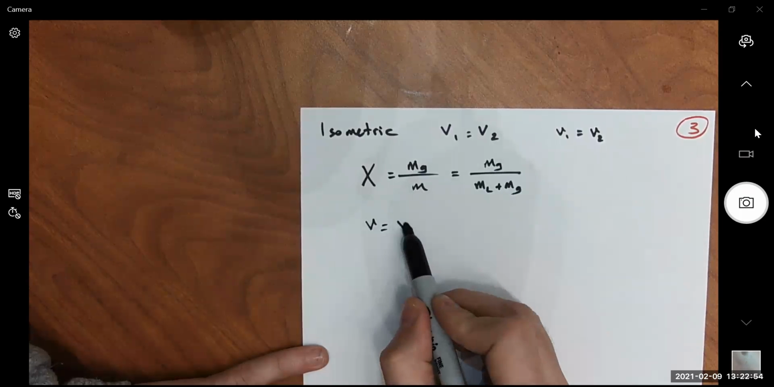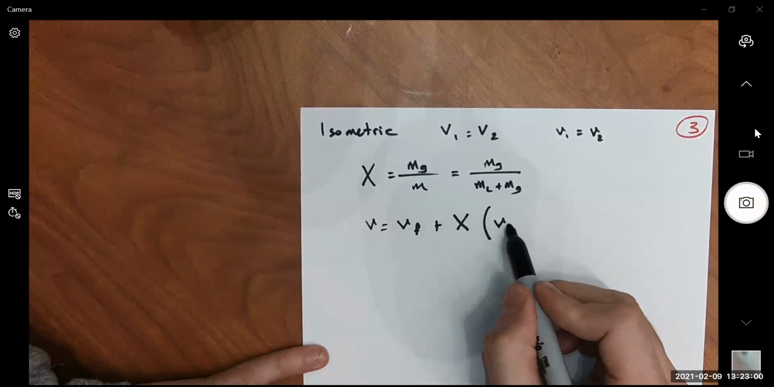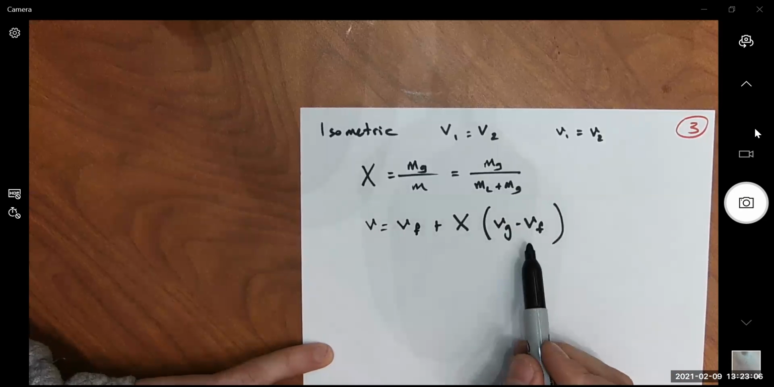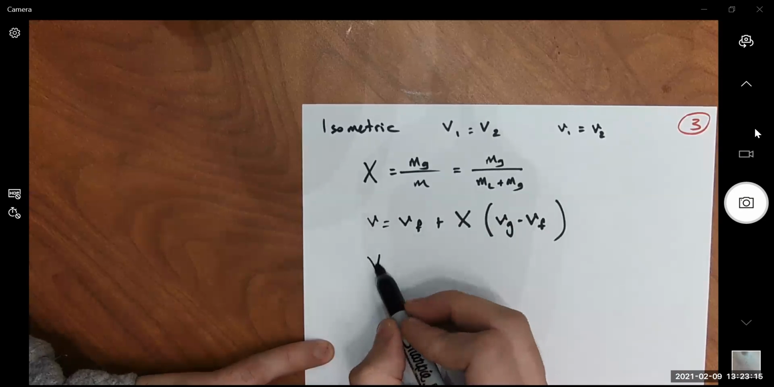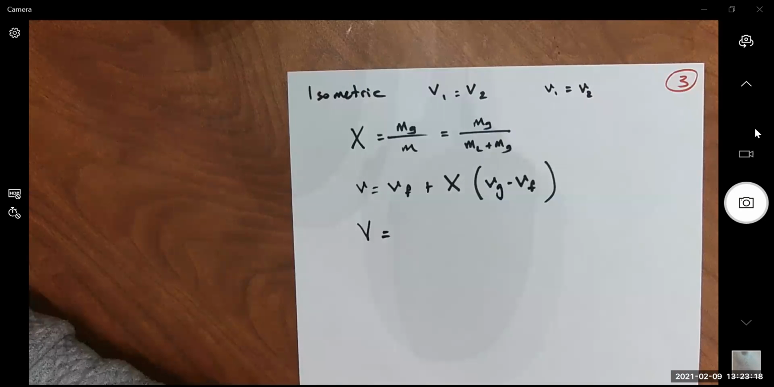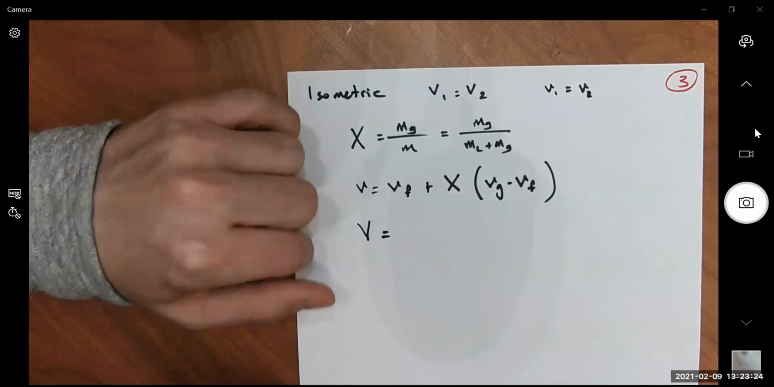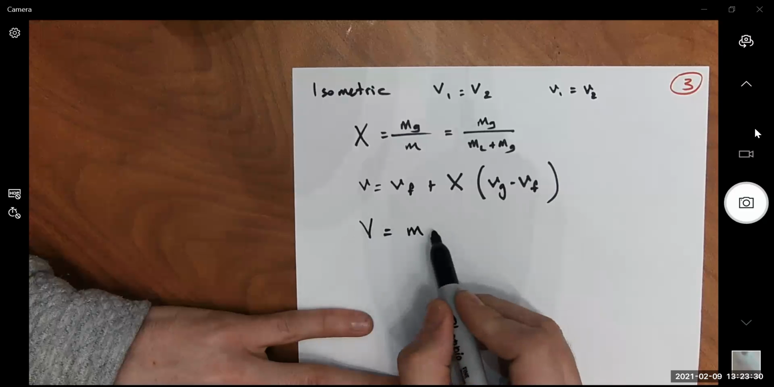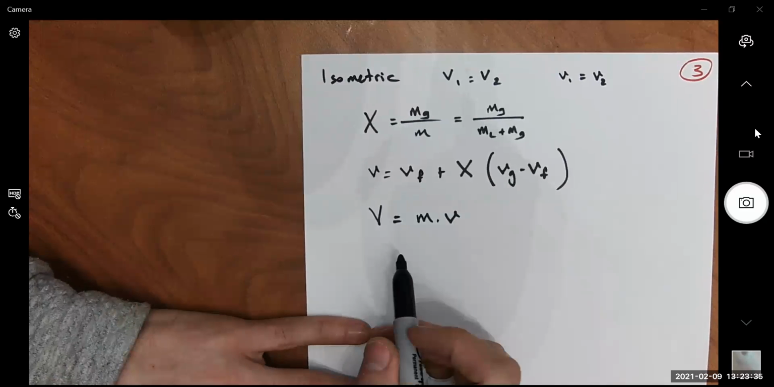Specific volume will be the specific volume of saturated liquid plus the quality factor times the difference between the specific volume of saturated vapor minus saturated liquid. Total volume: I know my mass, and once I calculate my specific volume, I can calculate my total volume. Sorry, total volume will be mass times specific volume. Right?